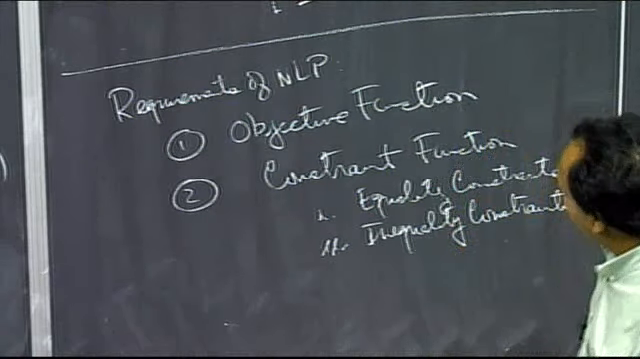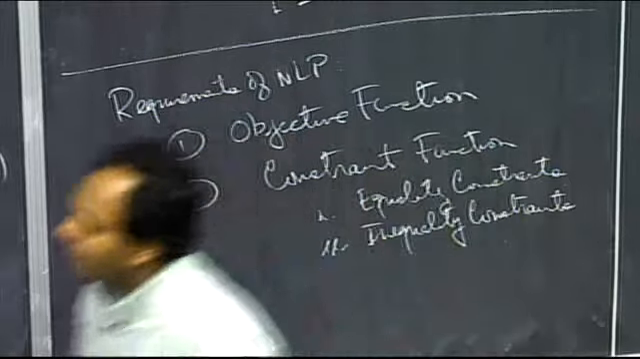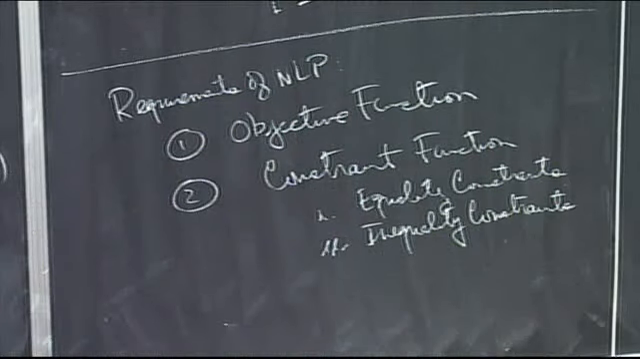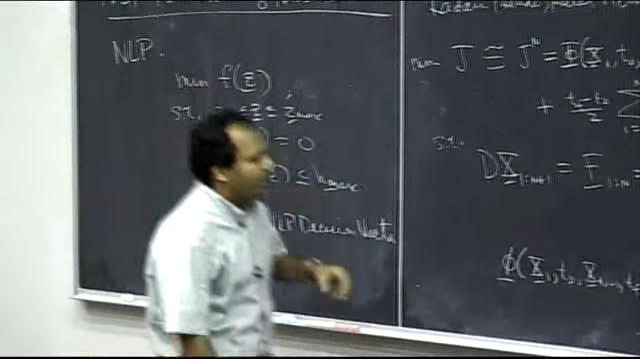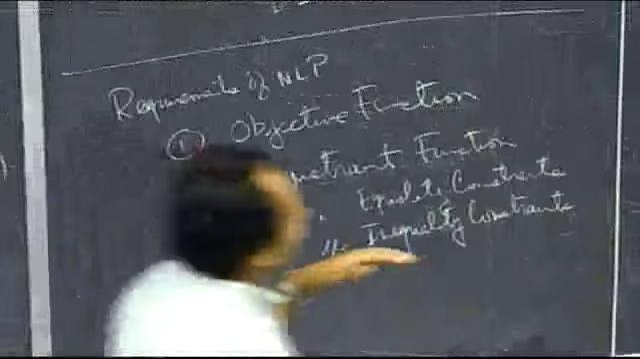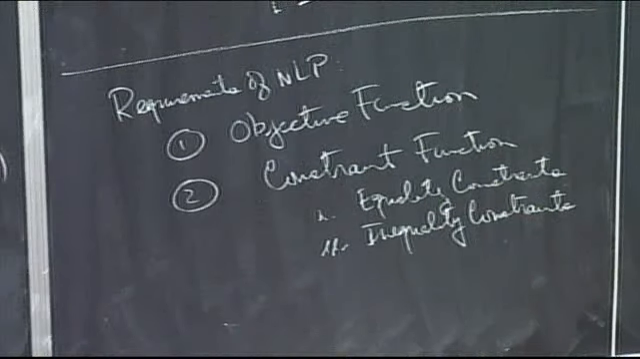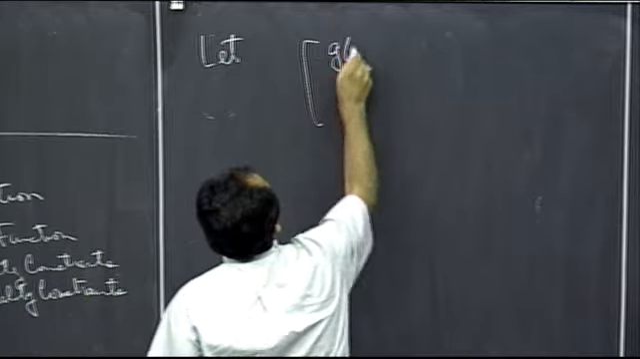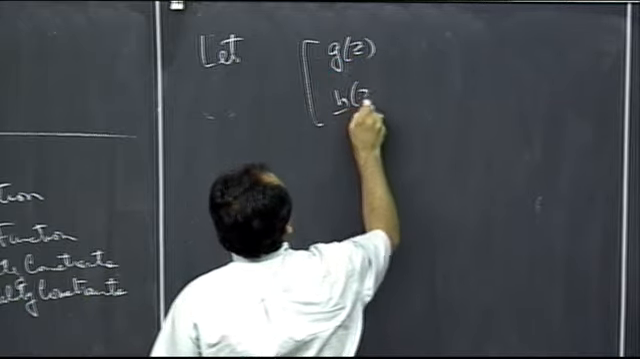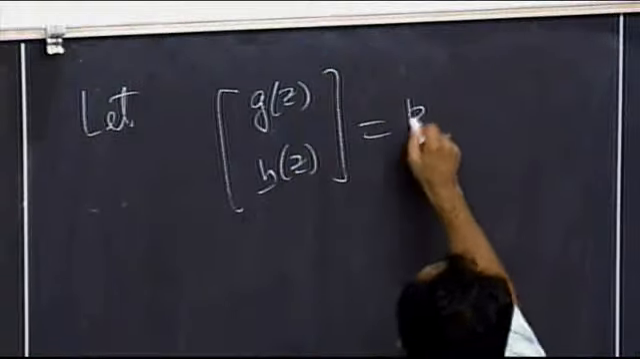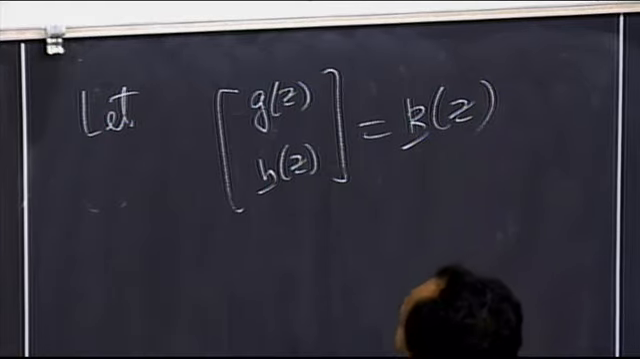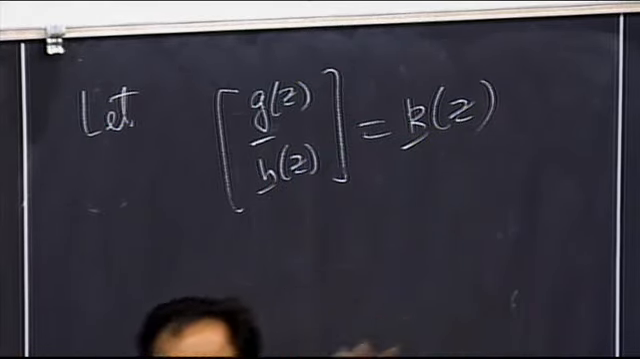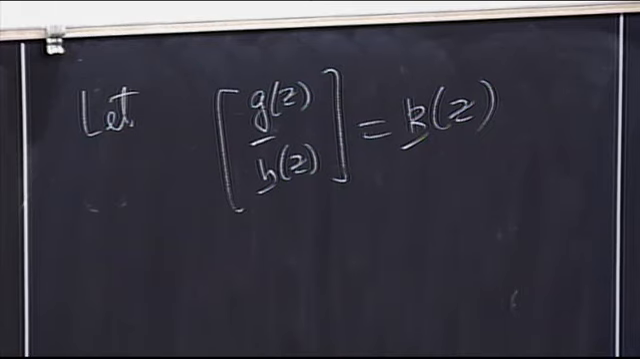So now let's assume, for the sake of argument, that I can just lump G and H into one big function, all right? Because from a coding standpoint, all this can be done in just one big function. So suppose we say let I take G of z and H of z, and I call the whole thing K of z, all right? So K is just a big vector, which is all my equality constraints and all my inequality constraints all stacked on top of each other, all right?